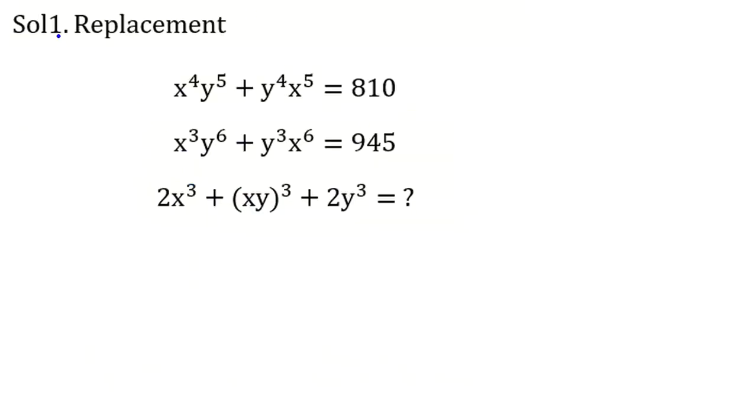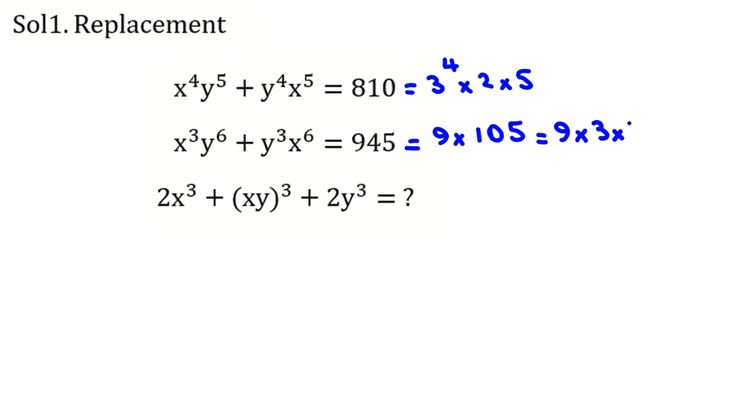Okay, we want to solve this problem. Solution number 1 with replacement. At first, for all solutions, I should see what relationship 810 and 945 have. 810 is 81 times 10, and 81 is 3 to the 4, times 2 times 5. And 945 is 9 times 105, which is 9 times 3 times 35, so it is 3 squared times 3 cubed times 5 times 7.